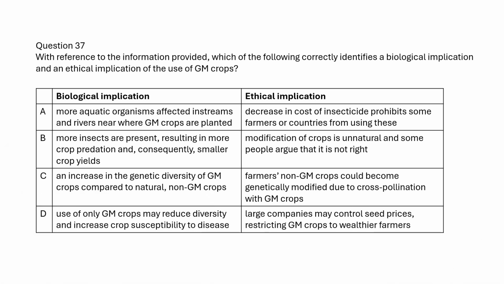The biological implication of GM: the use of only GM crops may reduce diversity and increase crop susceptibility to disease. Ethical implication of GM: large companies may control seed prices, restricting GM crops to wealthier farmers.